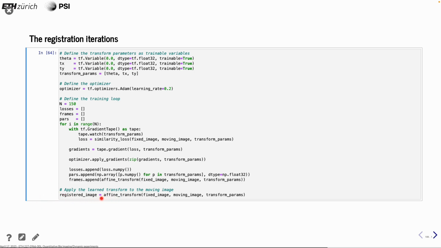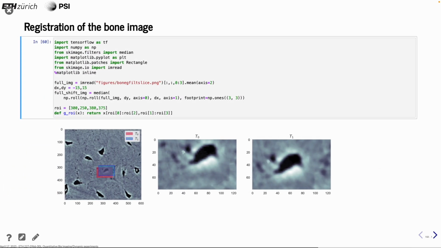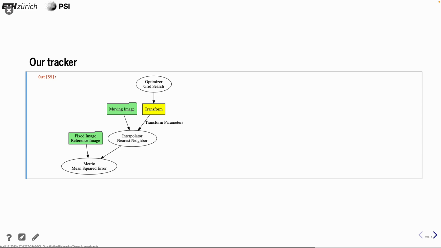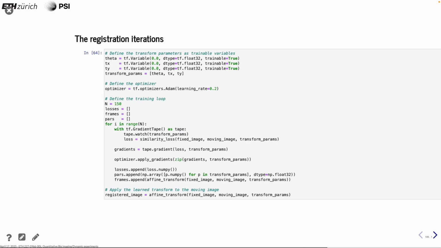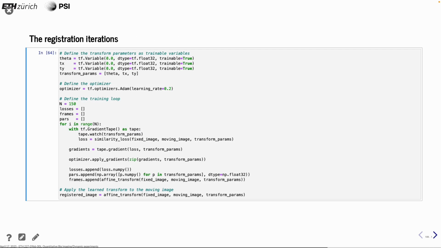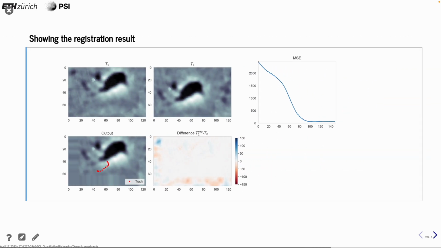And then finally, we compute the registered image as the affine transformation with the final transform parameters. So that is the loop that is described in principle in this. It's a lot of code, and let's see what it actually does. It takes a little while to run. I think it was 20, 30 seconds to run this one. But anyway, in the end, we can see that we have the original image, T0, T1, and that is the one that should move. And here is the moving track, how it was moving using the mean squared error.